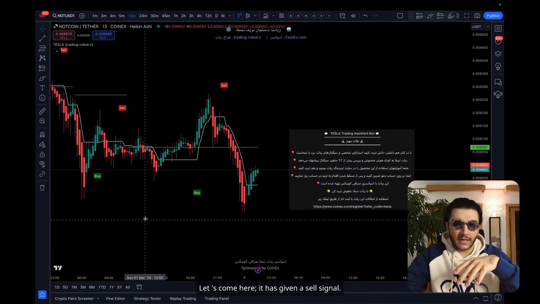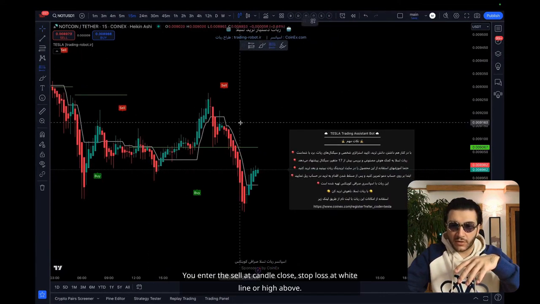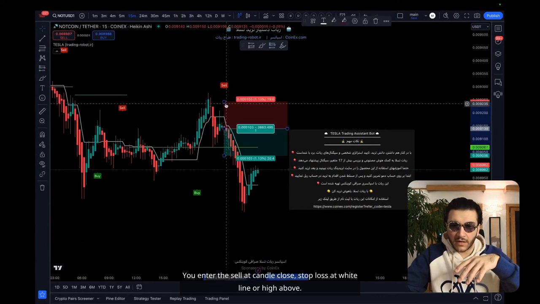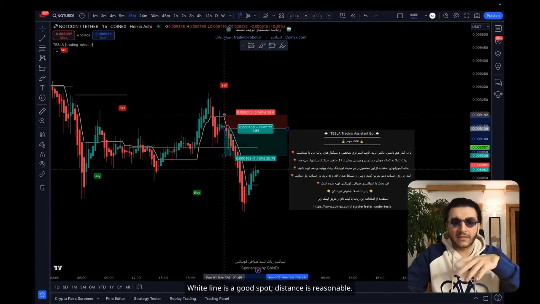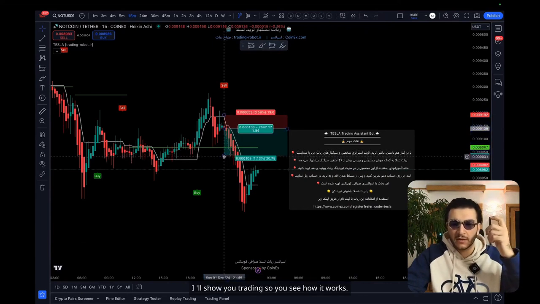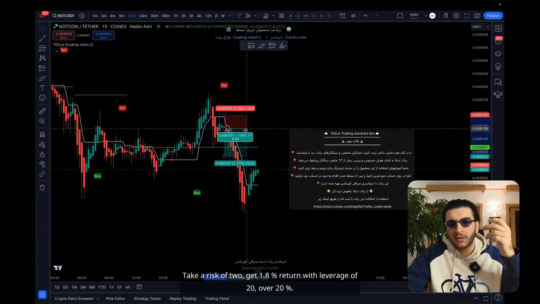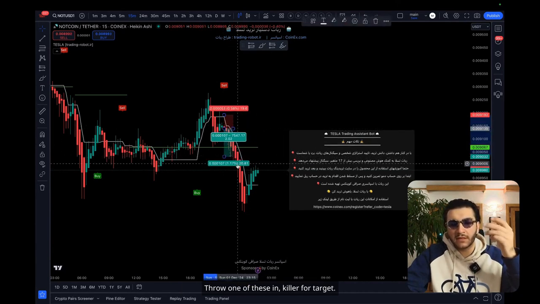Let's come here. It has given a sell signal. Let's bring in these tools. You enter the sell at candle close, with the stop loss at the white line or the high above. The white line is a good spot. The distance is reasonable. You'll adjust to these. I'll show you trading so you see how it works. Take a risk of 2, get a 1.8% return with a leverage of 20, over 20%. Throw one of these in, killer for target.